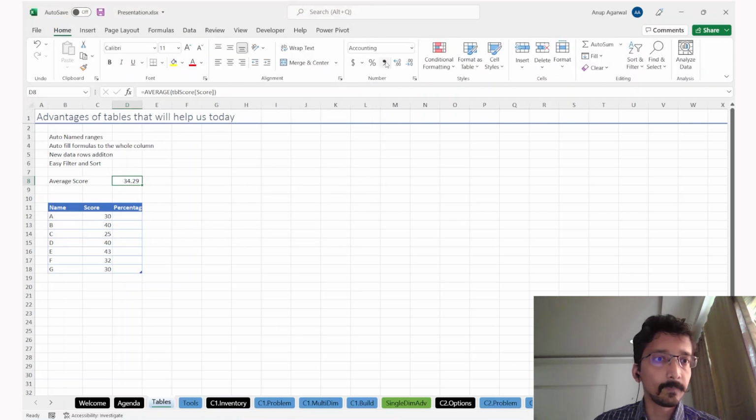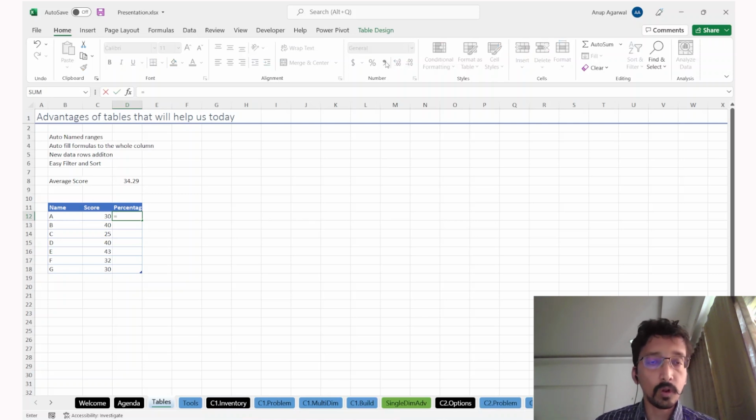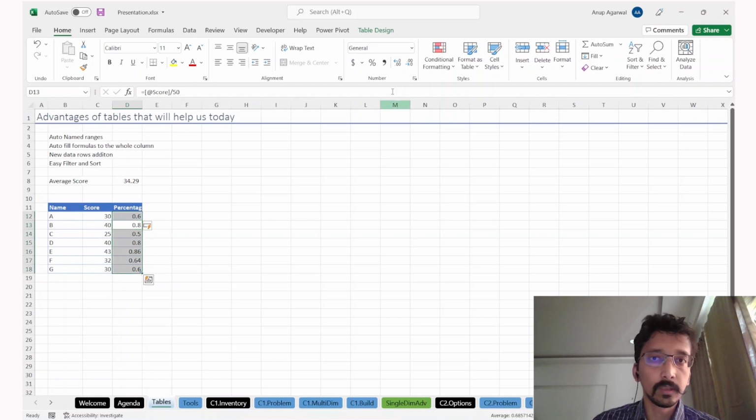Now, the second feature which I really like, which will be very useful, is that if I write a formula in a column, let's say I want to calculate a percentage. So these scores are out of 50. I say divide by 50, I press enter.